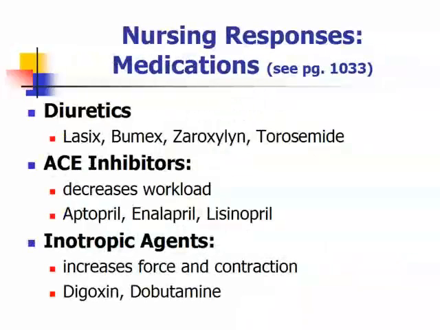They may be on multiple classes of medications in order to treat it. The first line defense is usually diuretics, such as Lasix and those others that are listed there for you. If diuretics alone do not treat the symptoms, then the patient may have ACE inhibitors or inotropic agents added into their medication regime. So remember, ACE inhibitors decrease the workload of the heart by decreasing resistance and decreasing secretion of aldosterone.